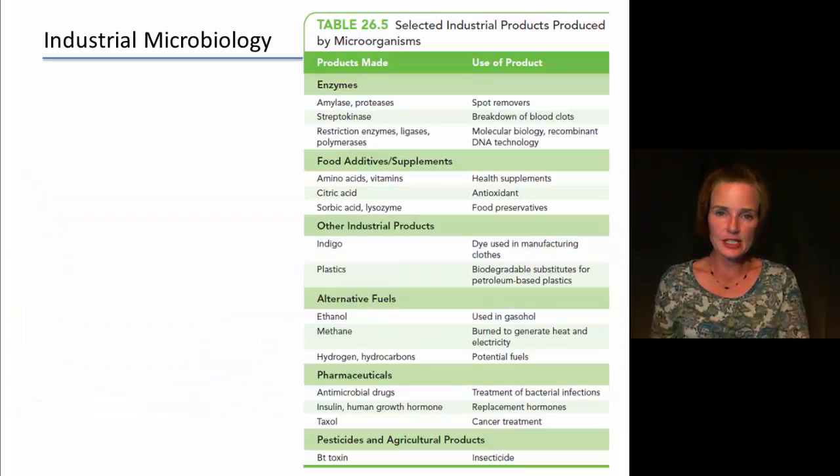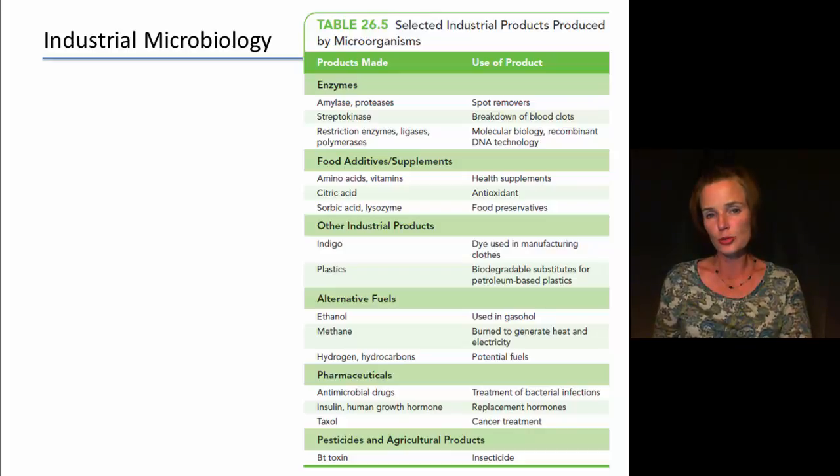Here is just a quick list of some of the products that we've already talked about and the different categories that they fall into. We can have a number of enzymes produced by microbes, food additives and supplements. We can have industrial products such as indigo and then also plastics, alternative fuels, pharmaceuticals, and then also pesticides and various agricultural products.